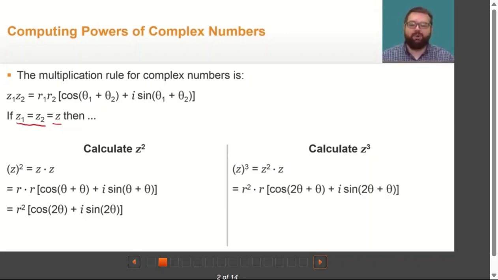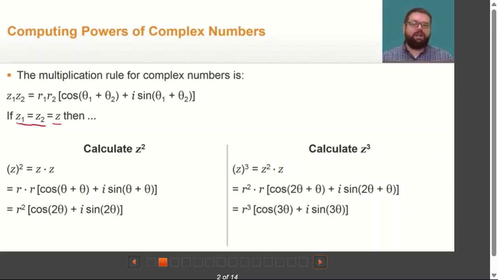So the multiplication rule gives us r squared times r times the quantity of cosine of 2 theta plus i times the sine of 2 theta plus theta. Simplifying that expression, we get r cubed times the quantity cosine of 3 times theta plus i times the sine of 3 times theta.